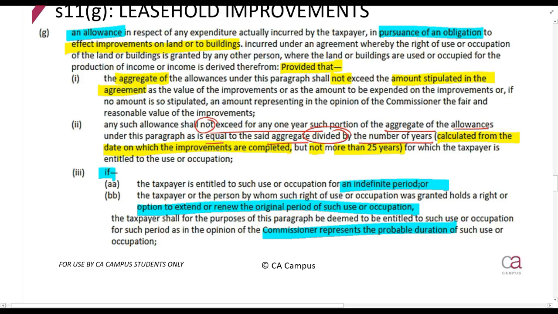Or what they're talking here about the extension, that's again the concept if the initial one said you can do it for 10 years, but then you can extend it for a further 5 years if you want. That 15 years, they say use the 15 years. Unless again, they tell you clearly in the question it's not going to use that way.